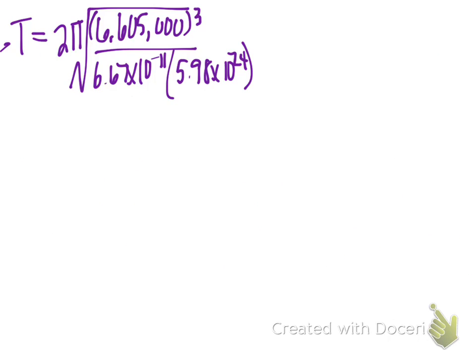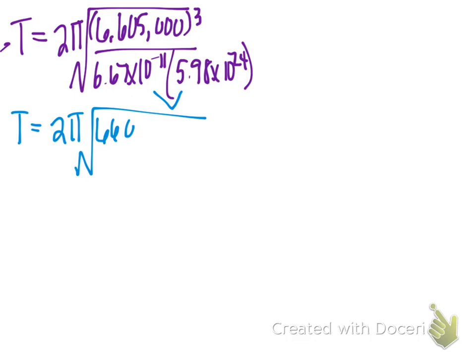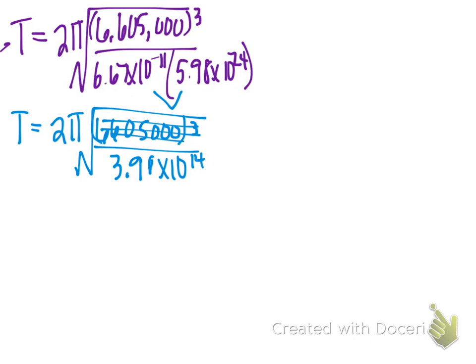Algebraically, first I'm going to multiply these two together, and I'm going to get T equals 2 pi square root of 6,605,000 cubed over 3.98 times 10 to the 14th. From there, I'm going to take my radius and cube that, so 6,605,000. If you hit math, you can scroll down to number 3 and hit cubed, or you can do caret 3. That gives me 2.88 times 10 to the 20th.